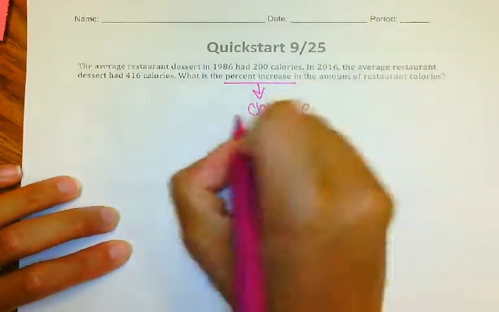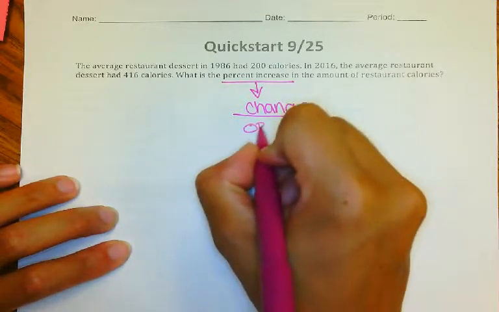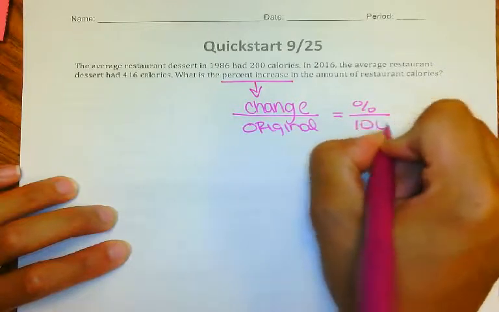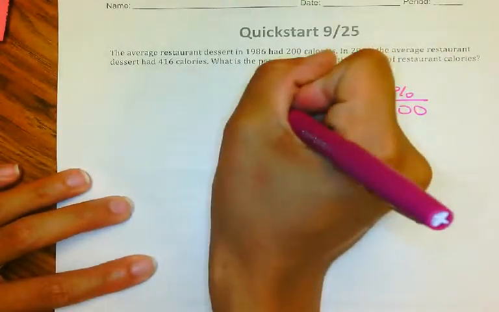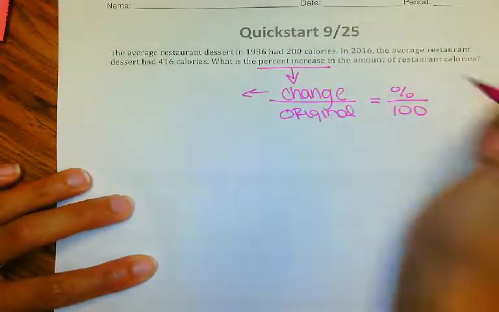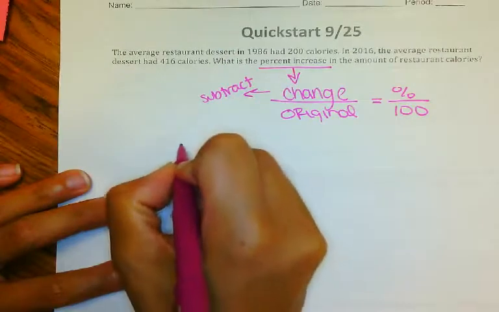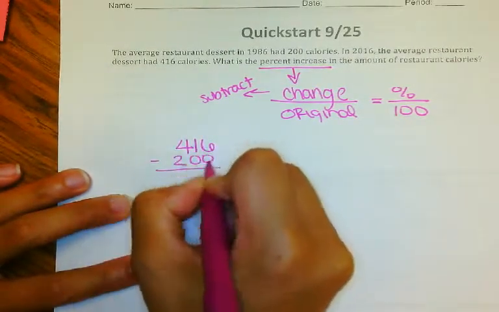So we're going to do change over original equals percent over 100. Fill it in if you haven't already. All right? So whenever we find the change, what do we have to do? Hopefully you said subtract. So what we're going to start off with is 416. Make sure you put your big number on top. Minus 200.